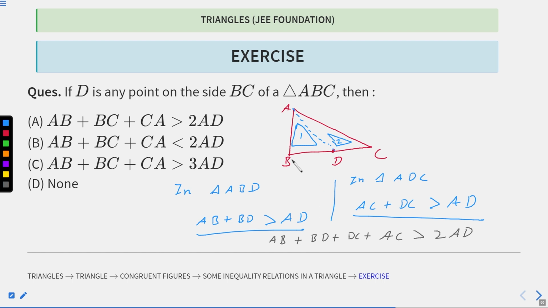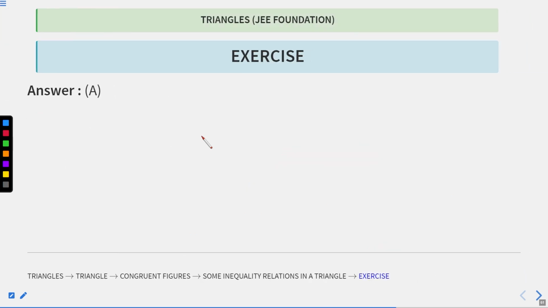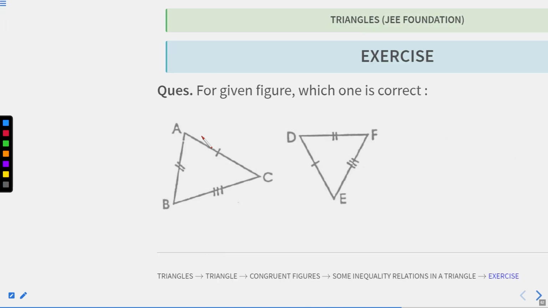Now we know BD plus DC is equal to BC. So AB plus BC plus AC must be greater than twice of AD, so option A will be the correct option. I hope this is all clear. That was a very quick problem to solve.